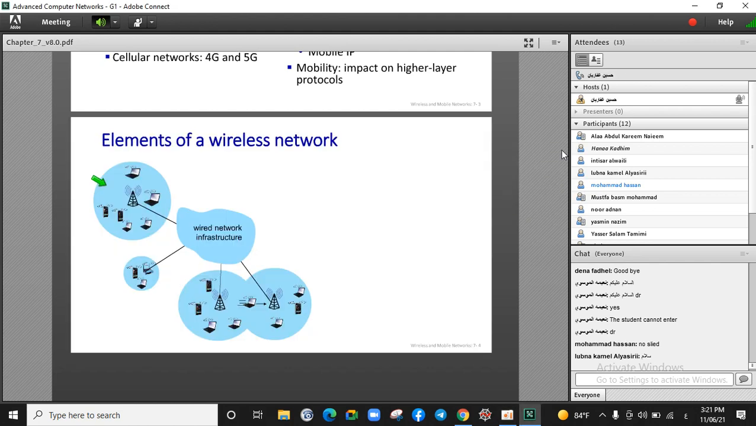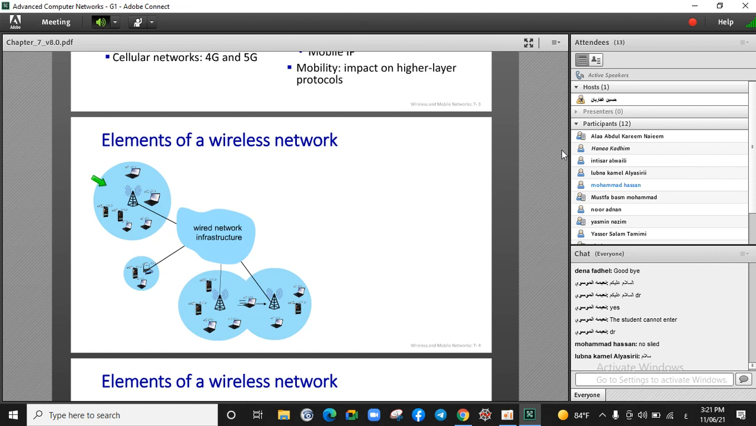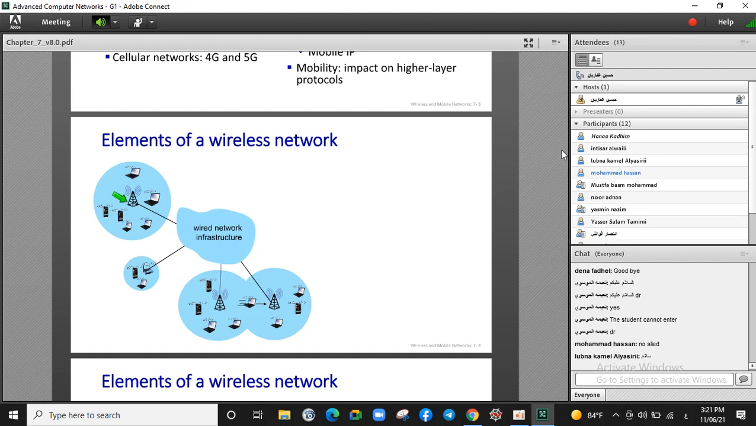In a specific range around this base station, or in communication range of the base station, the users or wireless devices can connect to this base station. It depends on the type of technology used in the base station. For example, here you can see we have a Wi-Fi access point. Okay, then you can see the blue cloud around this network is small.